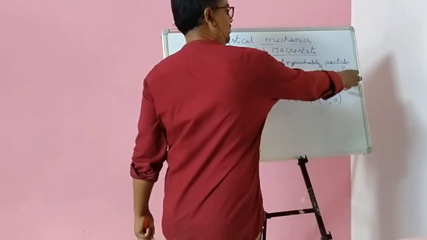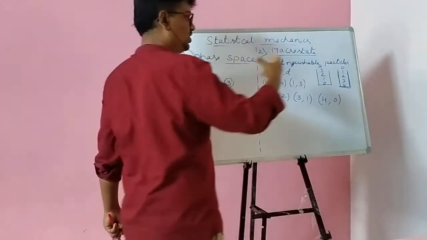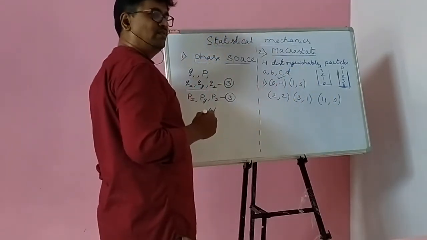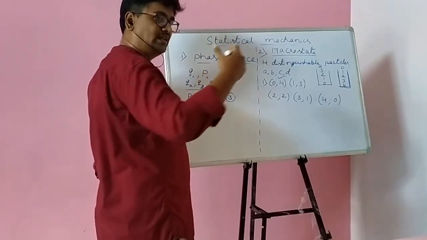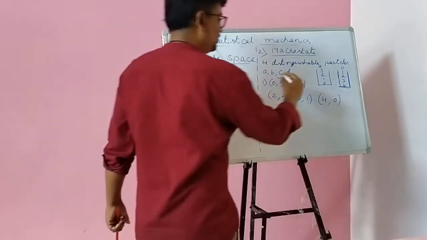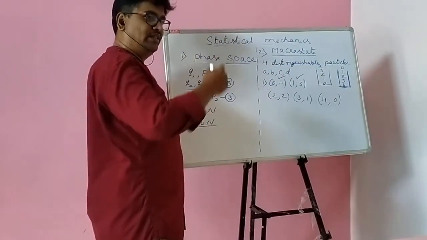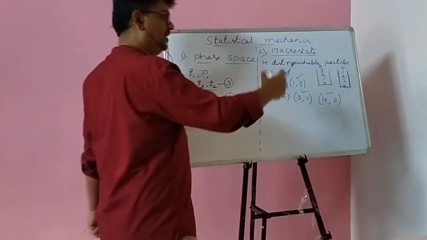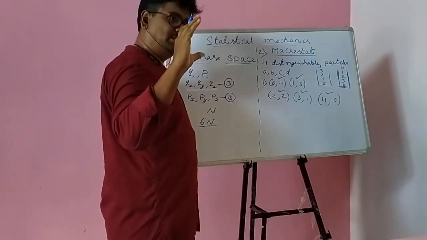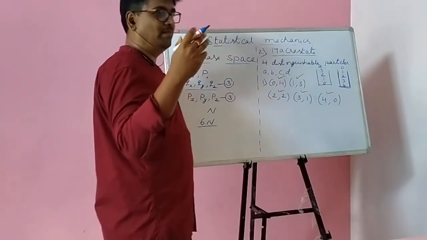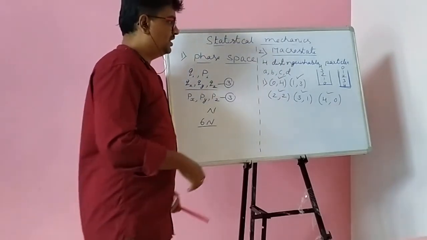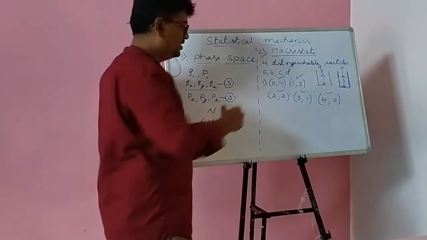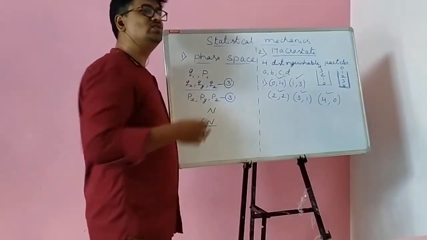Macrostate means this compartment wise arrangement of particles that we are doing. So this is one macrostate. 0, 4 is one macrostate where the first compartment has no particles and the second has all the 4 particles. 1, 3 is another macrostate, where the first compartment has 1 particle and the second has 3 particles. This is another, and this is another. So totally I have 5 macrostates possible for 4 particles distributed in 2 compartments. If I distribute 4 particles in 2 compartments I can do it in 5 ways, and these 5 we call macrostates.